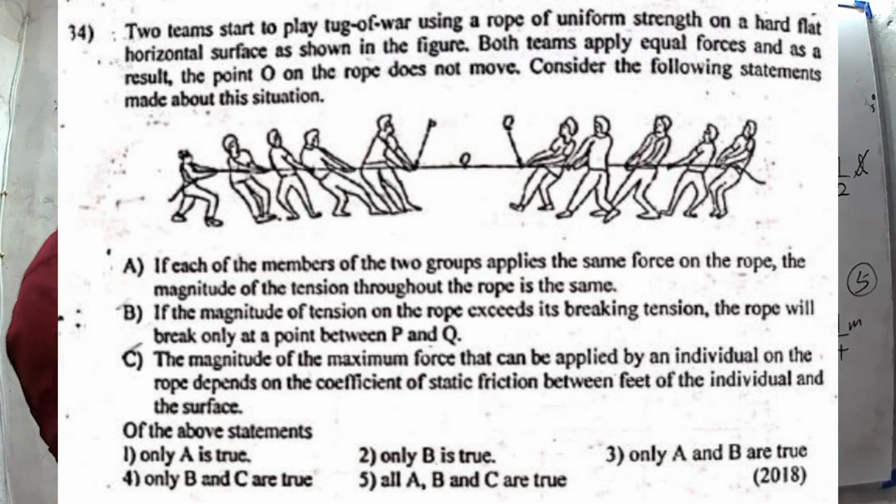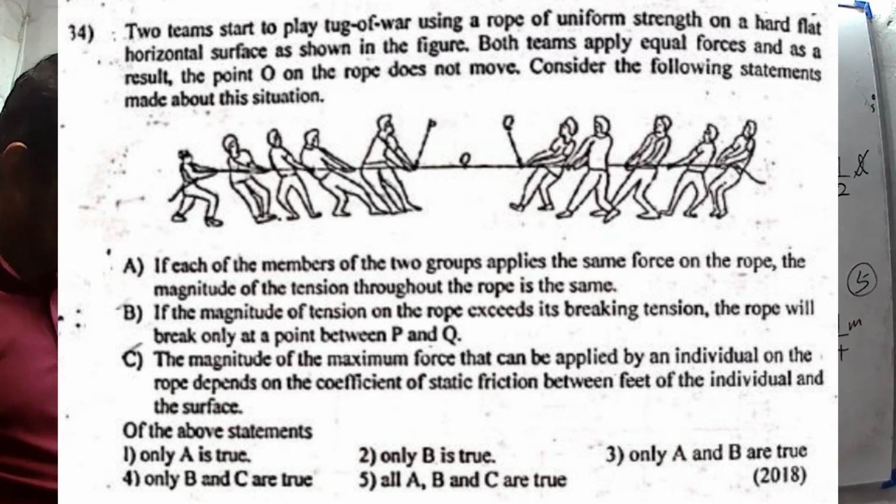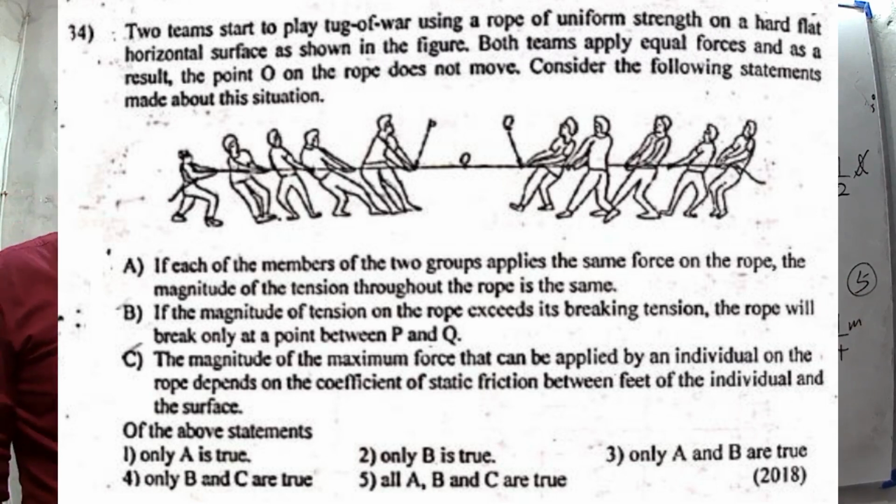Two teams start to play tug of war using a rope of uniform strength on a hard flat horizontal surface as shown in the figure. Both teams apply equal forces, as a result of which the point O on the rope does not move. It means there is an equilibrium. Consider the following statements made about this situation.